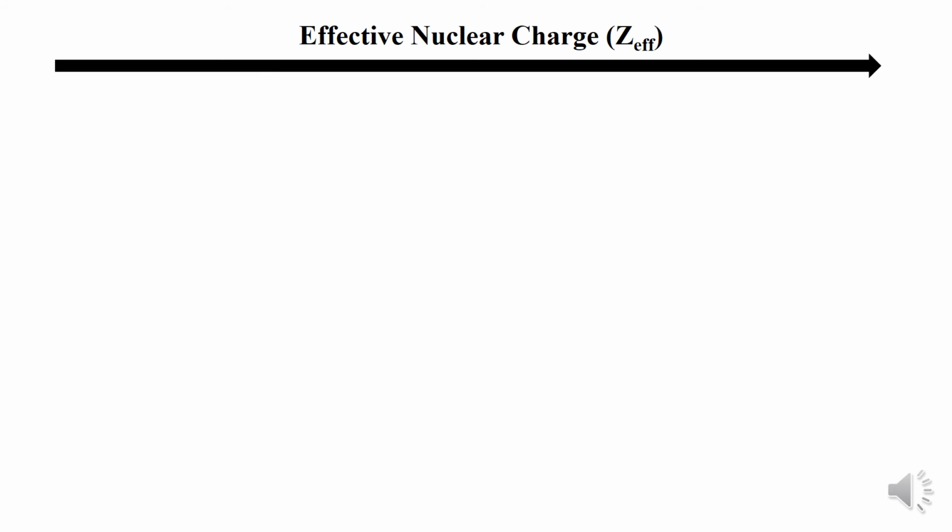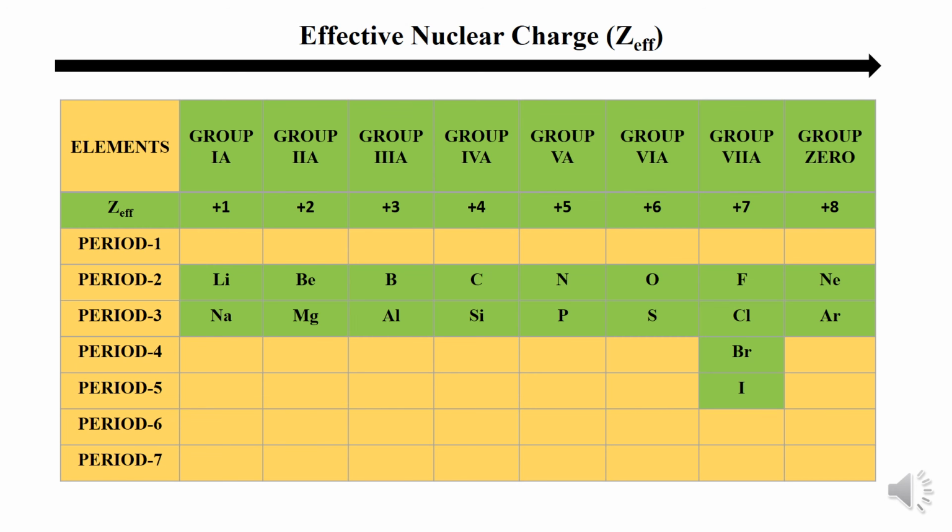Now the effective nuclear charge increases as you move from left to right in the periodic table. Now, as already mentioned, there's a strong correlation between the group to which the element belongs and its Z effective value, as well as its valence electrons. For example, lithium and sodium are group 1 elements with Z effective value of +1. Beryllium and magnesium are group 2 elements with Z effective value of +2. Boron and aluminium are group 3 elements with Z effective value of +3. Carbon and silicon are group 4 elements with Z effective value of +4. Nitrogen and phosphorus are group 5 elements with Z effective value of +5. Oxygen and sulfur are group 6 elements with Z effective value of 6.